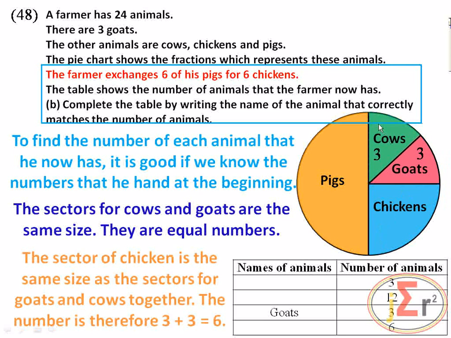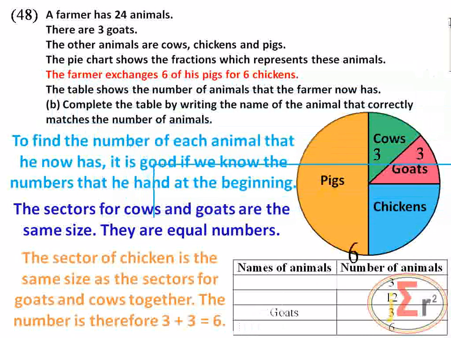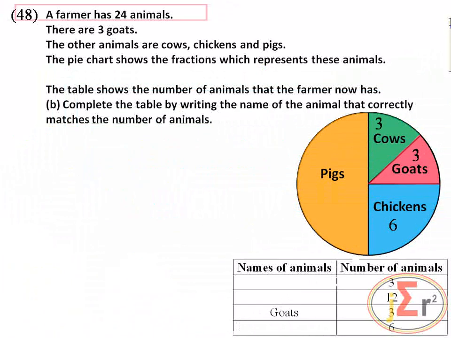Why? Because this size and this are the same. So the sector for chicken is the same size as the sectors for goats and cows together. The number is therefore 3 plus 3, which is equal to 6. 6 chickens. That's it. No, that's not it.